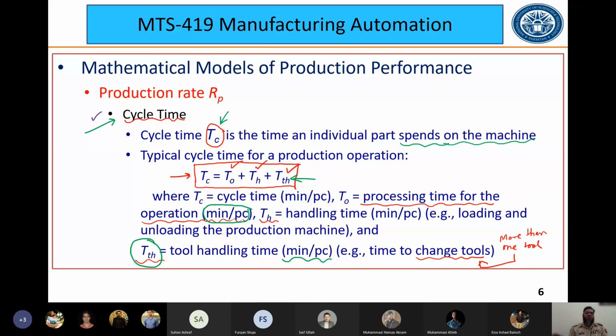So the cycle time would consist of the time spent by a part on the machine, which will include the processing time, or operation time, handling time of the material and the tool handling time.